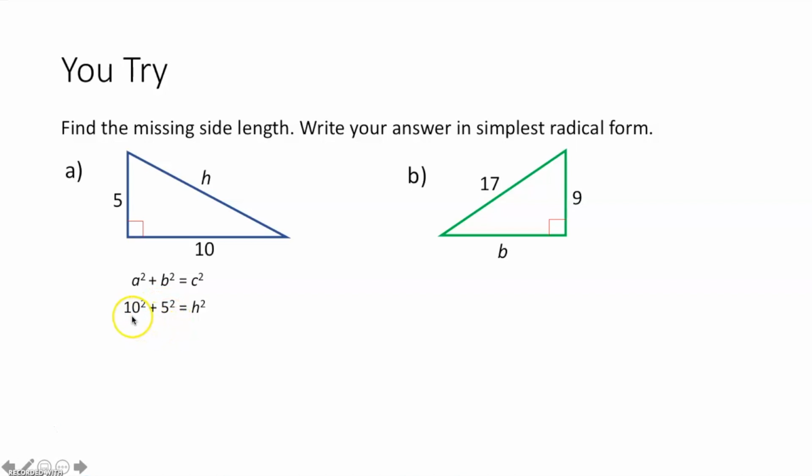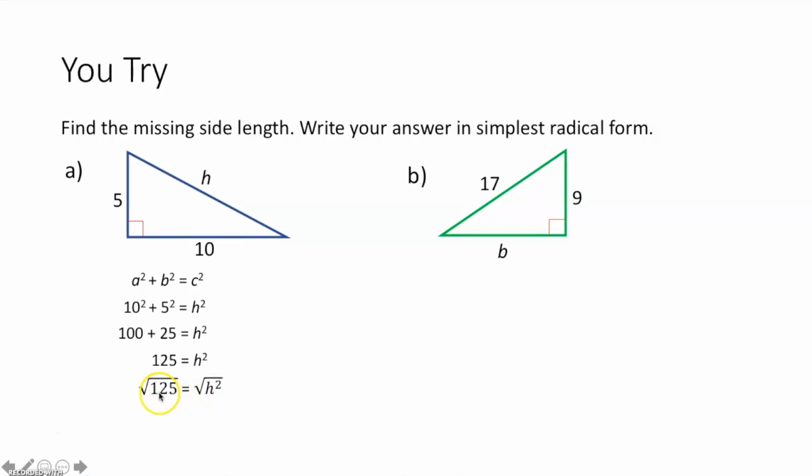Now what we do is we simplify this. What's 10 squared? That's 100. What's 5 squared? That's 25. We add those together, we get 125. Now to get h by itself, because that's what we're solving for, we're going to square root both sides to get rid of this square. And when you do, over here, the square root and the square cancel each other out. That's why we did that.